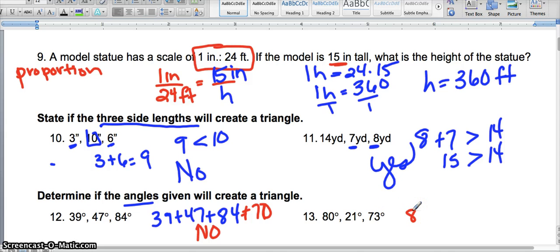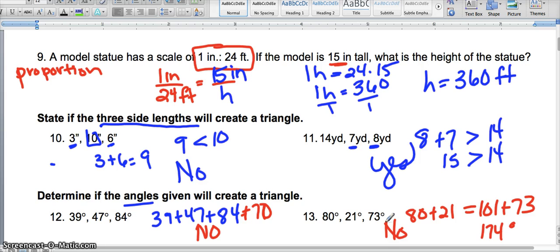Same thing for number 13. 80 plus 21 would be 101, plus 73 would be 174 degrees, and so no, that will not make a triangle.